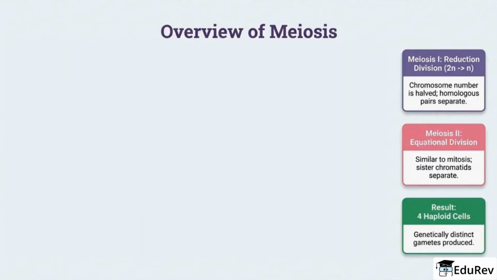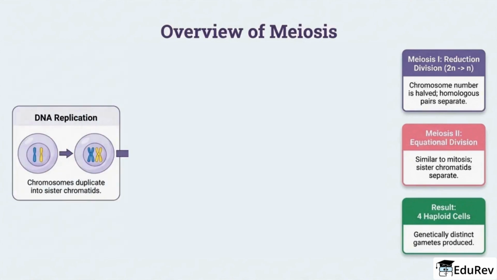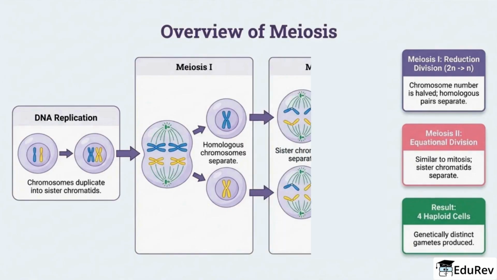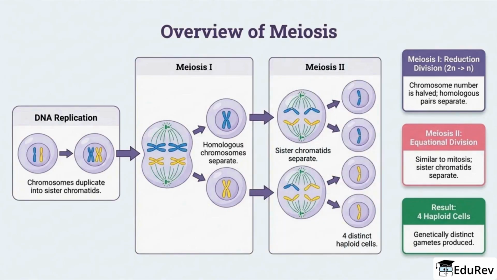Meiosis is a two-division process that produces gametes. Before meiosis begins, DNA is replicated so each chromosome consists of two sister chromatids. Meiosis I separates homologous chromosome pairs, halving the chromosome number, and meiosis II then separates sister chromatids, producing four genetically distinct haploid cells, the basis for sexual reproduction.